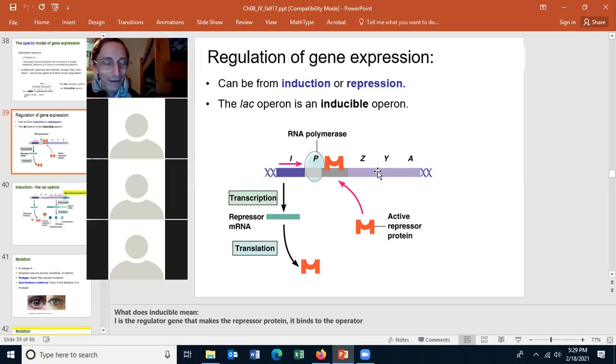Come on, somebody's got to know. Where do you find the sugar lactose? Lactic acid. But in dairy products? Yeah, in dairy products. How often is E. coli going to be around dairy products? Very often.